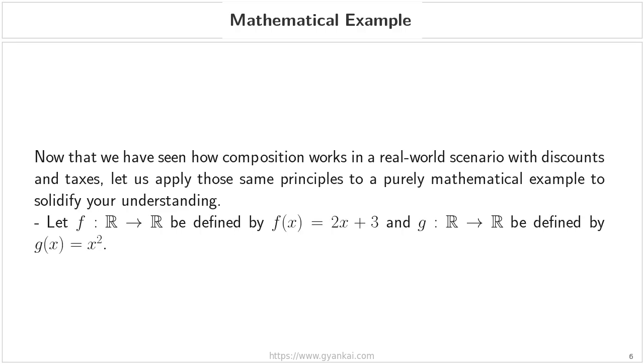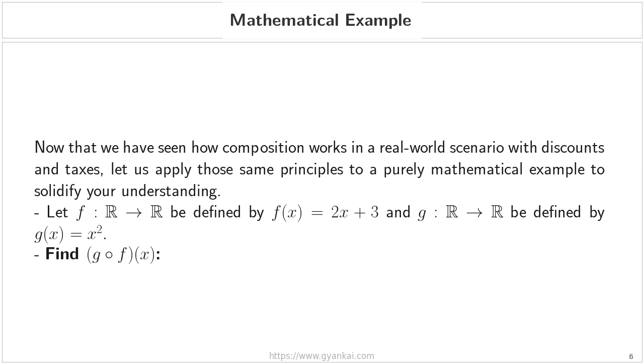Let us consider two functions, f and g, both mapping real numbers to real numbers. Function f is defined as 2x plus 3, and function g is defined as x squared. Our objective is to find the composition of g and f, which is denoted as g circle f of x.